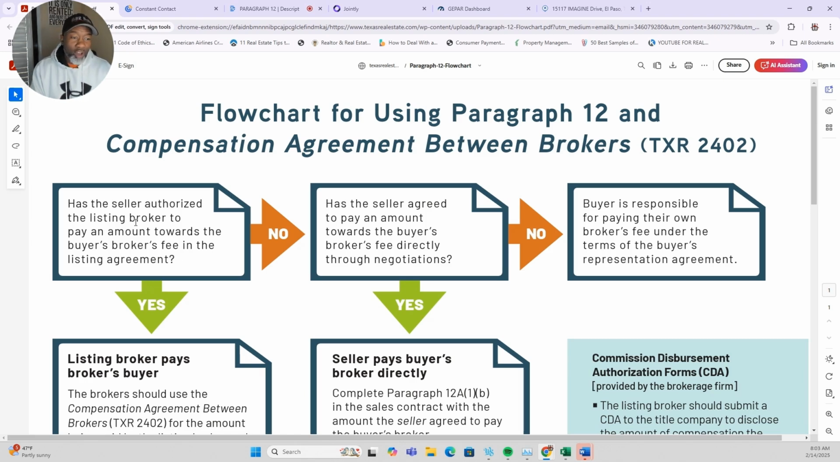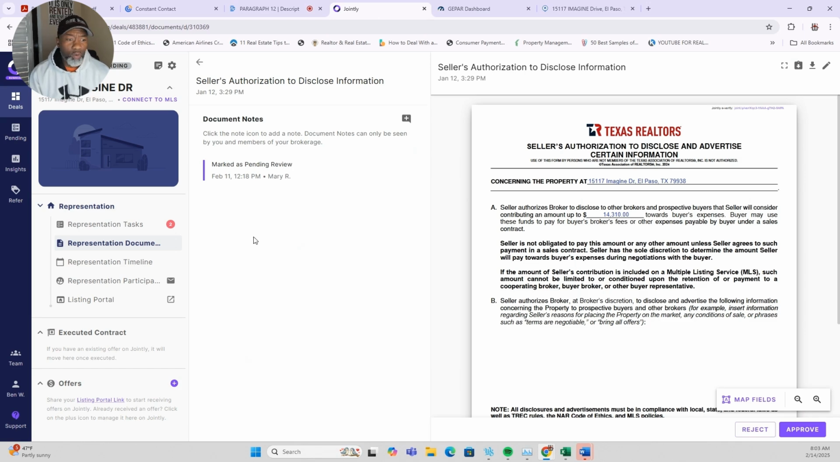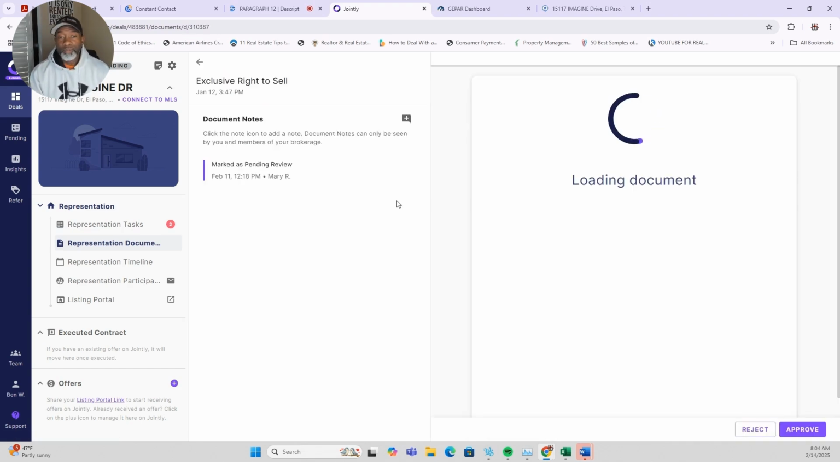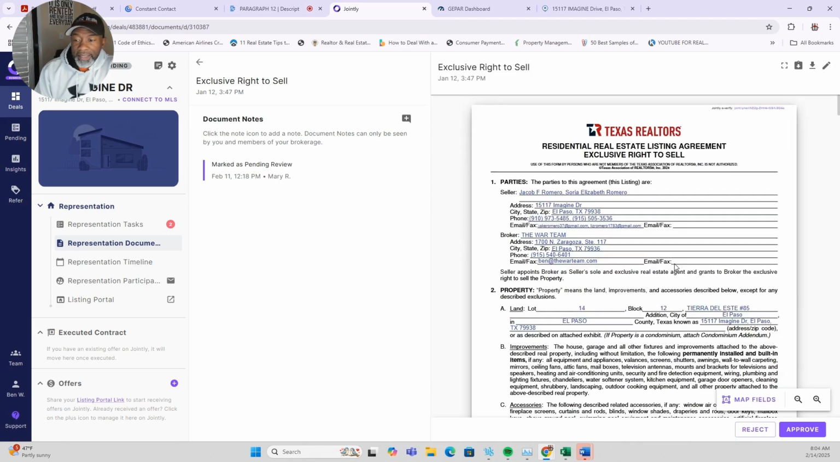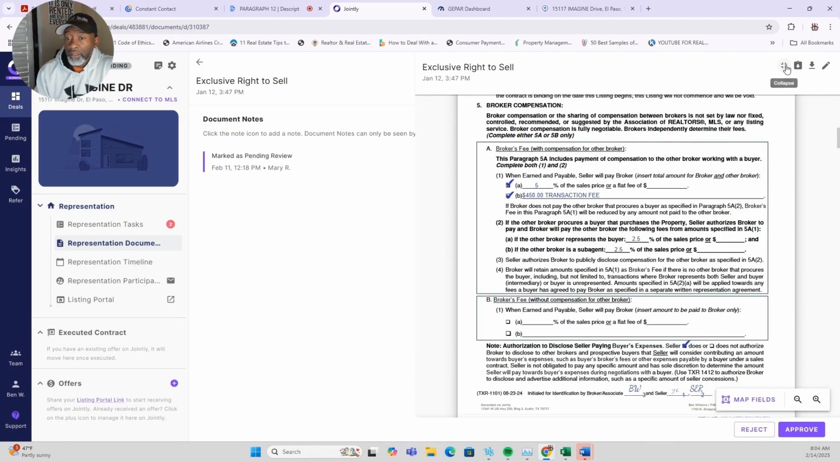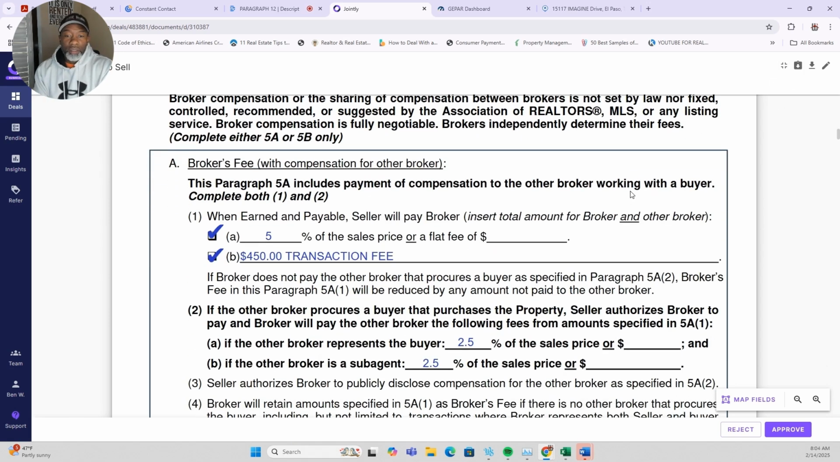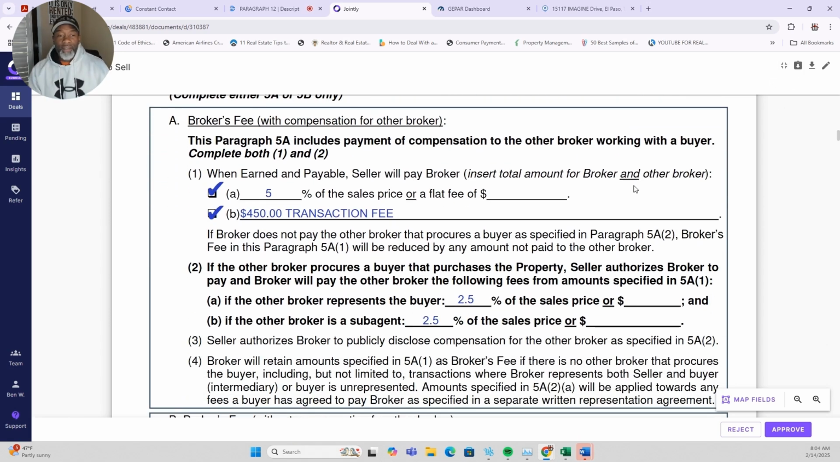If the seller has authorized the listing broker to pay that amount towards the broker fee, what would happen first? And I'm going to pull this up so you can see. So I'm going to go over to a listing agreement I have, representation documents, exclusive right to sell. Click on that. In this agreement, 5A would look something like this. 5 apples, 6 apples, 7 apples, whatever you have.